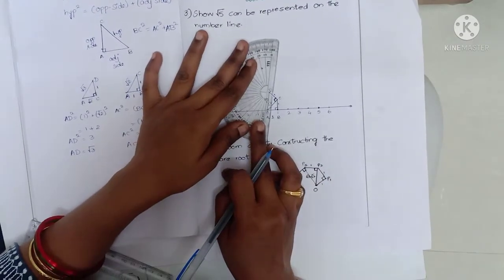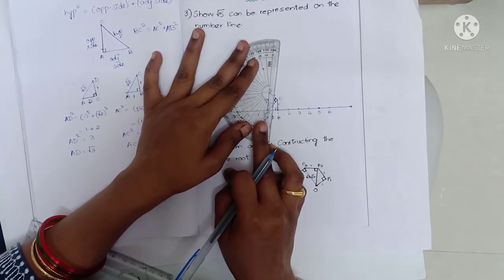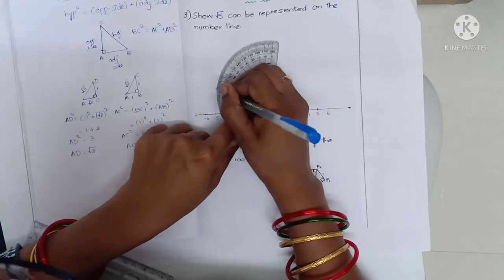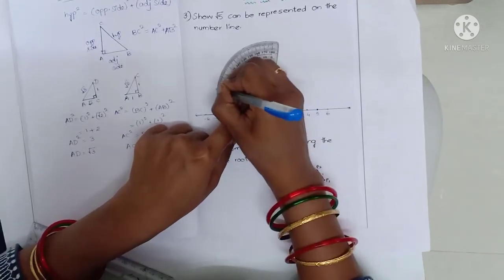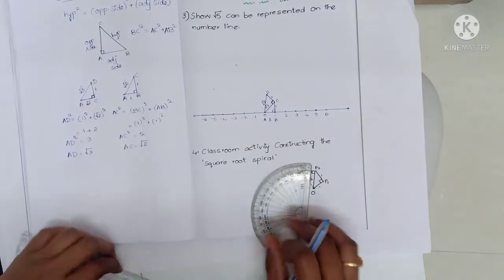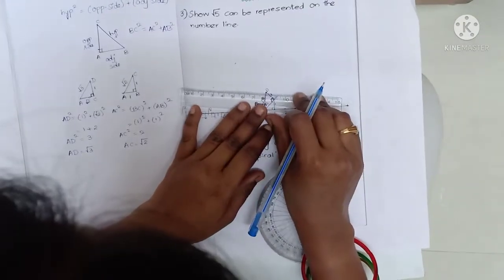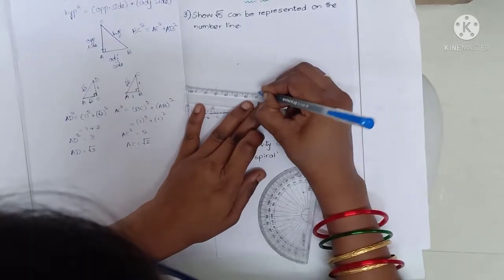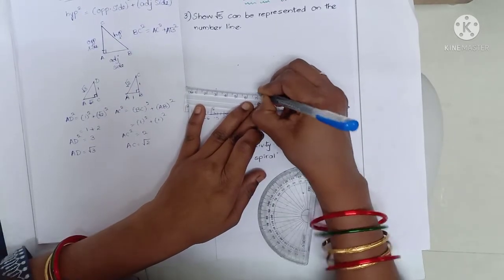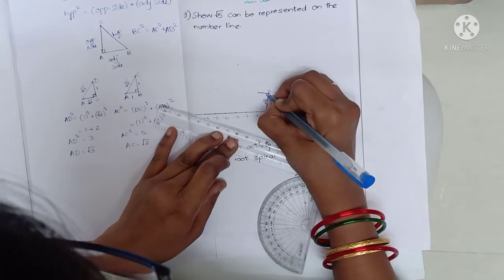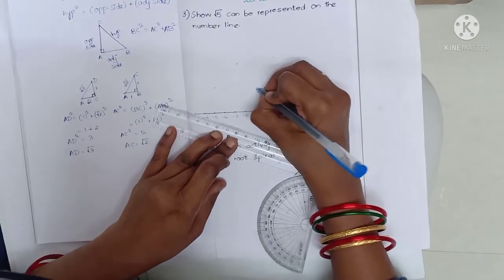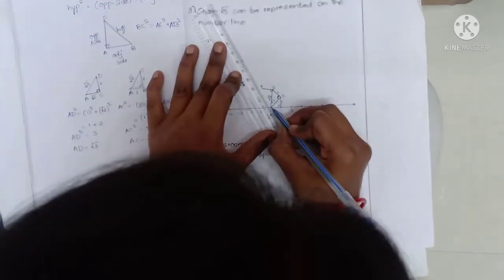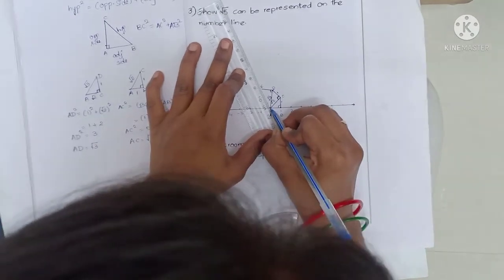Now from point D, draw a perpendicular. What should be the length of the perpendicular, children? It should be of length 1 unit. Mark the point as E. Now join points A and E.